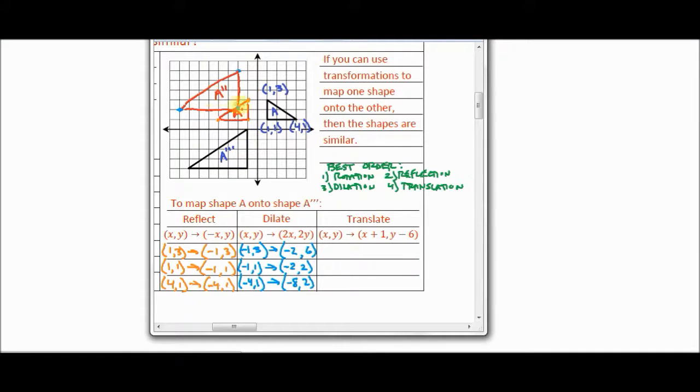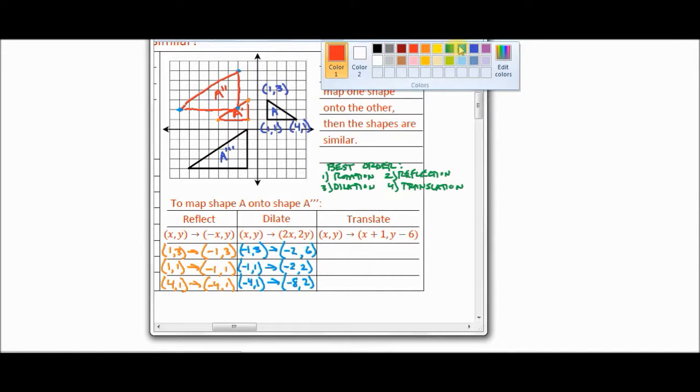Now look how easy it is, class. Now we're going to translate. All we got to do is move this A double prime to A triple prime. Let's pick one point on A double prime. We go 1 unit to the right, and 1, 2, 3, 4, 5, 6 units down. So our translation is plus 1 for the x value. So the x value, we add 1, and we subtract 6 from the y value. There's our translation.